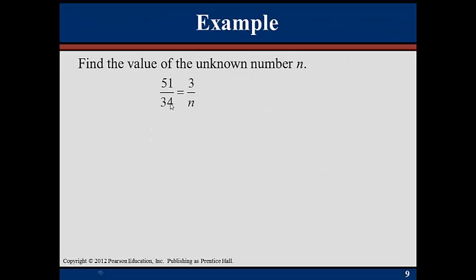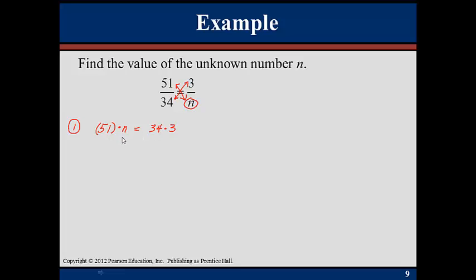It says 51 is to 34 as 3 is to n. We do not know what n is. N is unknown to us. So let's find out what n really is. The first thing we're going to do is our cross multiplication. Now we have 51 times n equals 34 times 3. Automatically put your equal sign in between. So that's step 1. Do your cross product with your equal sign in between.